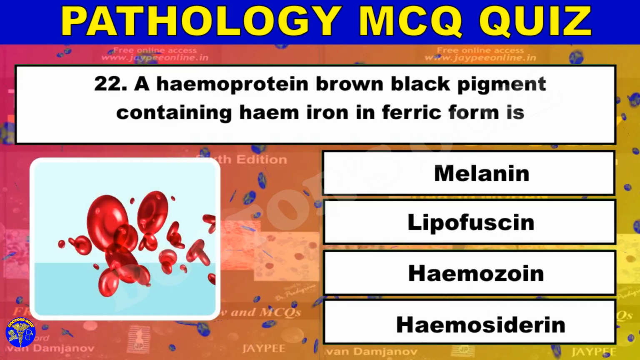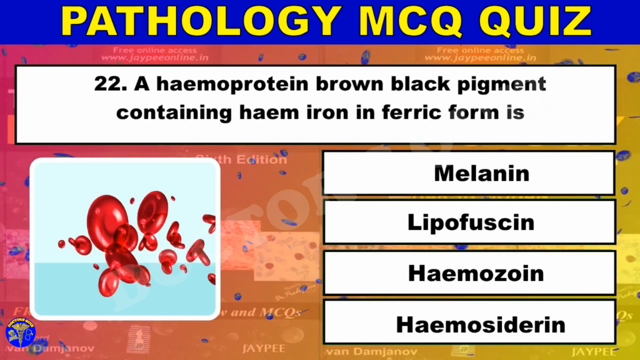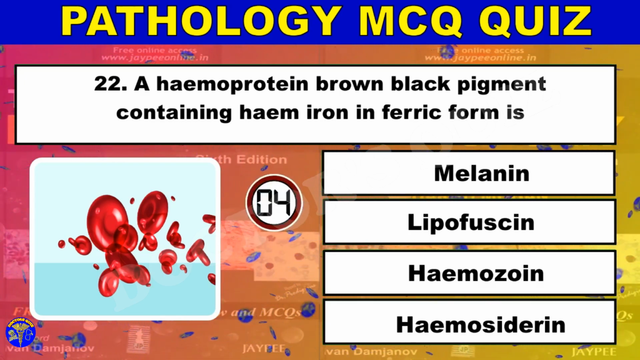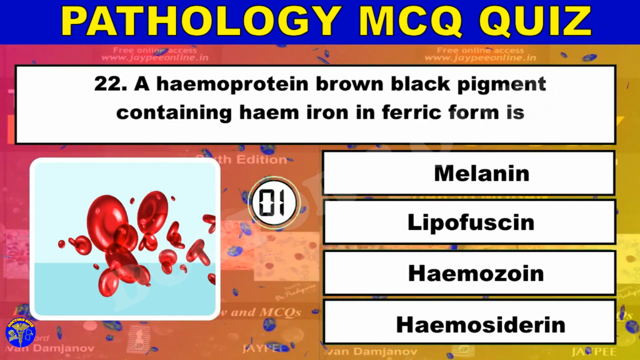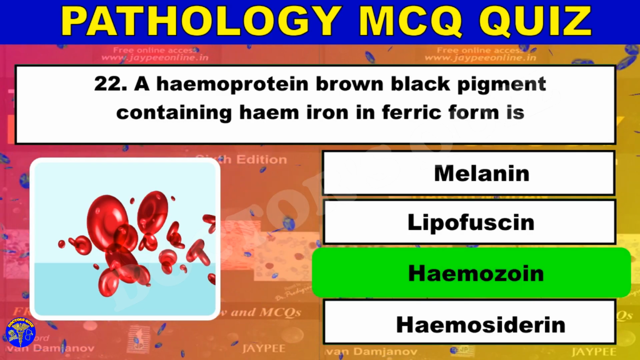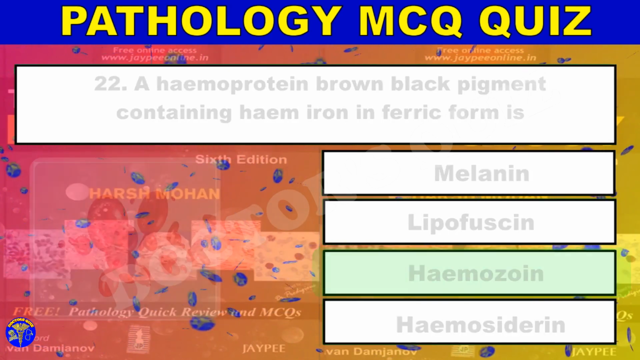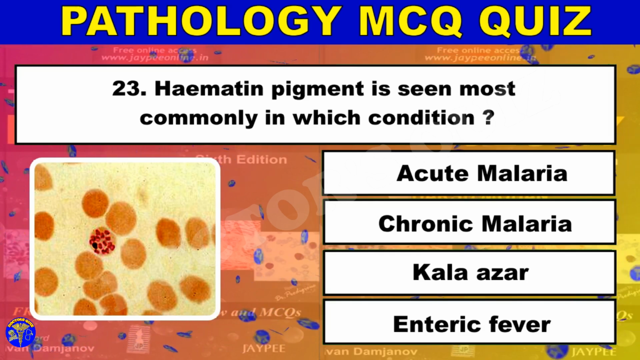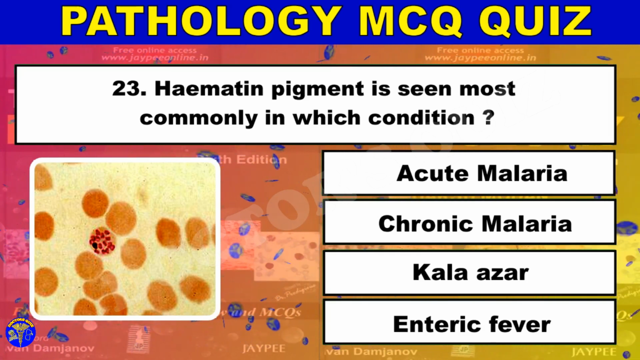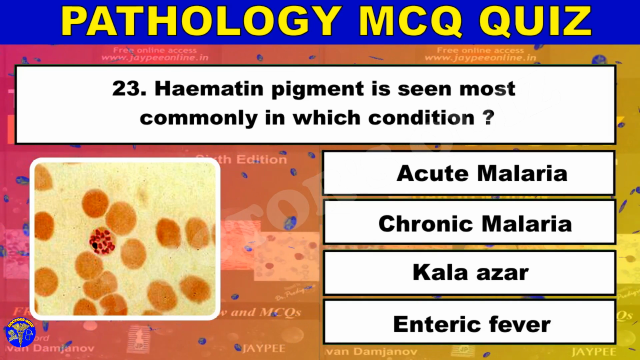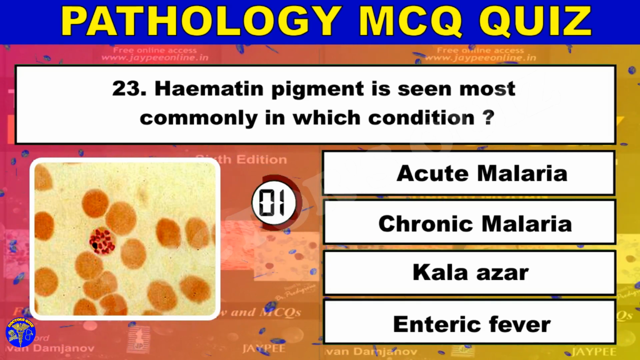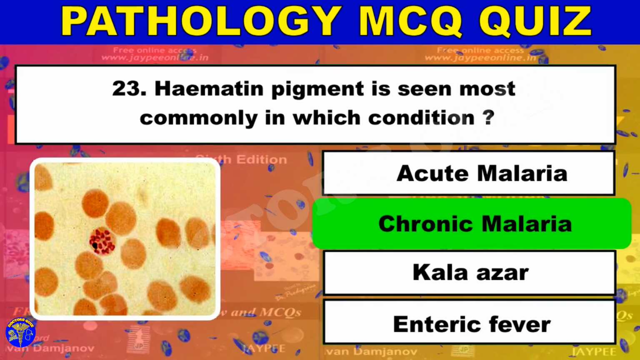A hemoprotein brown-black pigment containing heme iron in ferric form is? The options are melanin, lipofuscin, hemozoin and hemosiderin. The right answer is hemozoin. Hematin pigment is seen most commonly in which condition? The options are acute malaria, chronic malaria, Kala Azar and enteric fever. The right answer is chronic malaria.